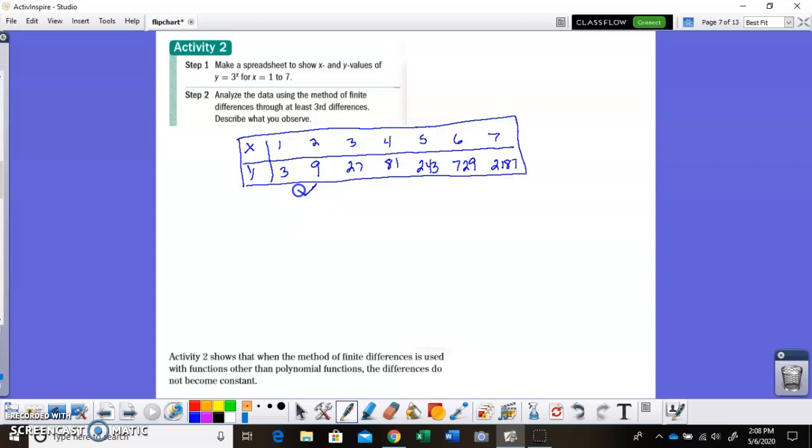So I'm going to do 9 minus 3, and I'm going to get 6. And 27 minus 9 is 18. And 81 minus 27 gives me 54. And 243 minus 81 gives me 162. Obviously, it's not linear, right? 729 minus 243 gives me 486.